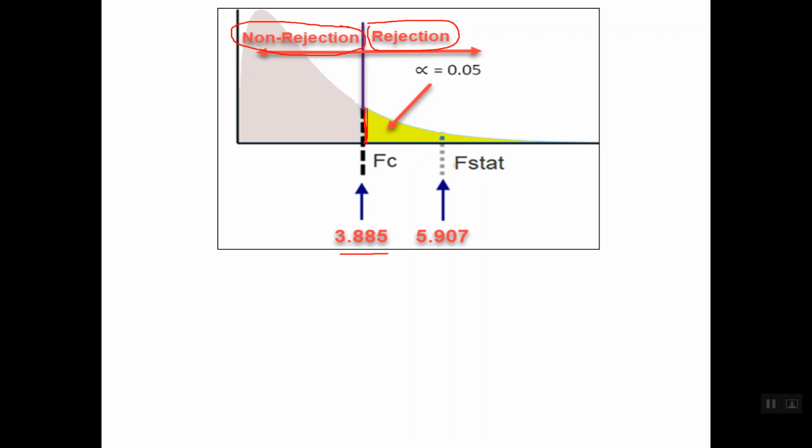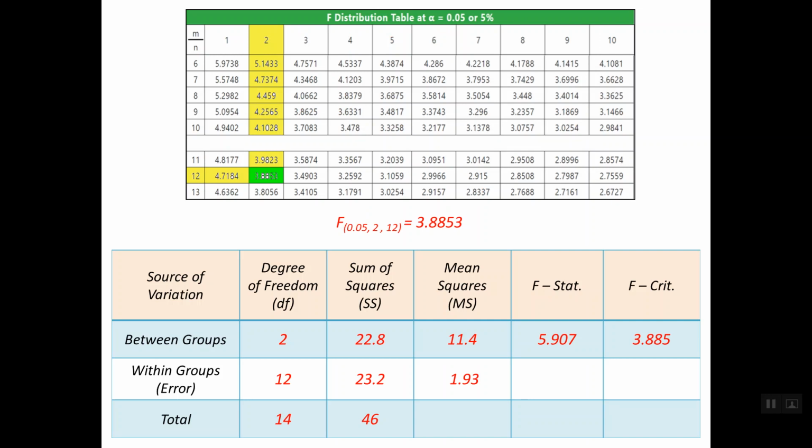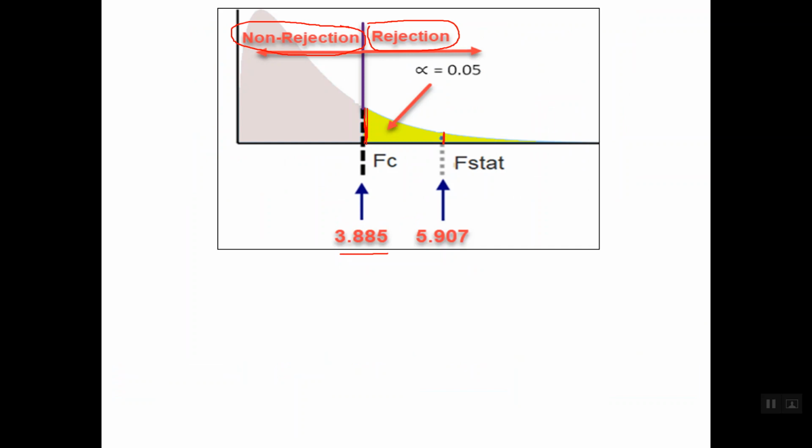So how do we make a conclusion? Simply, we check the location of the F statistic. This is the value of the F statistic, or the calculated value of F, which we get from the table. If we return back, this is the F statistic, and this is the F critical. The F statistic, 5.907, is bigger than the critical F. So this calculated value of F lies in the rejection region. So simply the decision is to reject the null hypothesis.